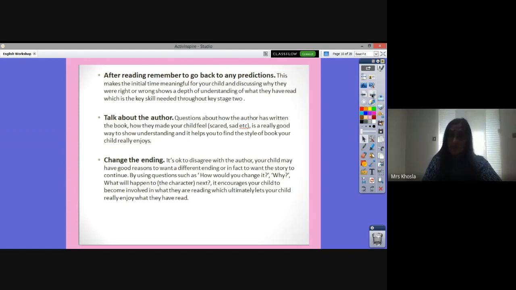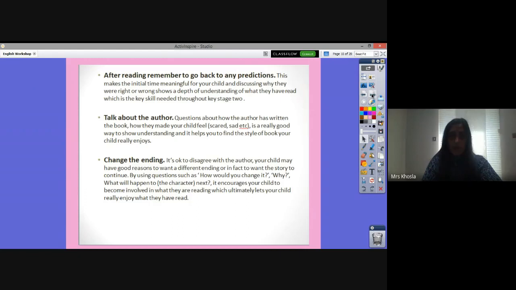After reading, remember to go back to any predictions. This makes the initial time meaningful for your child, and discussing why they were right or wrong shows a depth of understanding of what they read, which is the key skill needed throughout Key Stage 2.